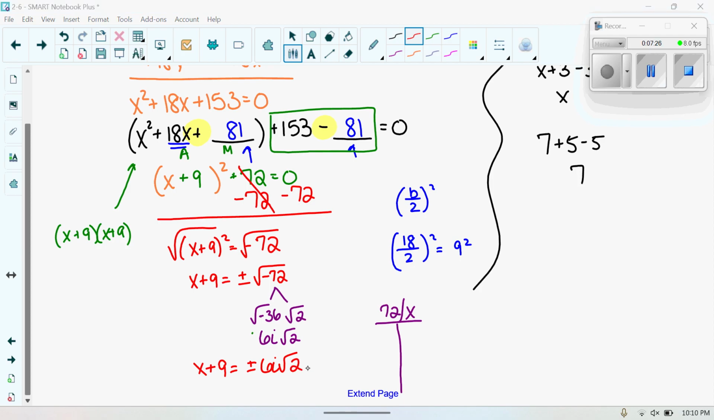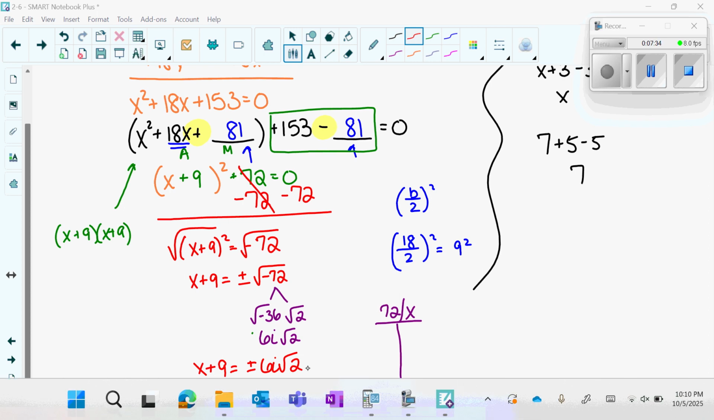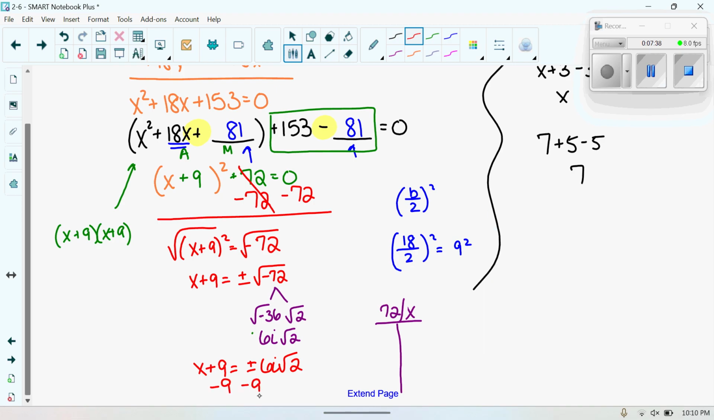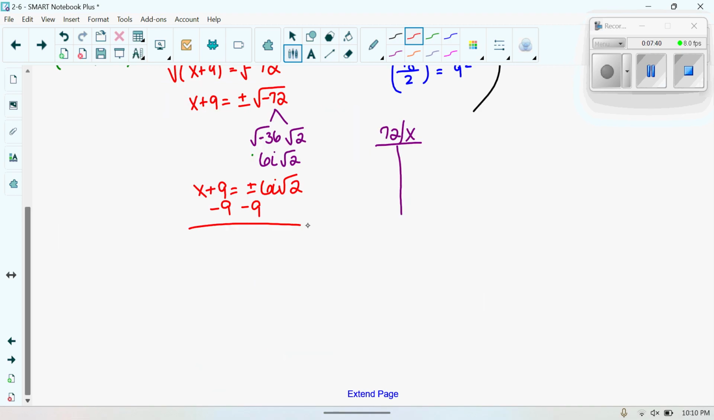And then my last step is to get the x by itself. So I'm going to subtract 9 on both sides. So I get x equals negative 9 plus or minus 6i radical 2. And there's my solution. Now, this was a quadratic equation, so I could check it in my calculator.